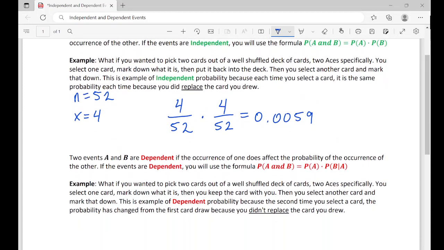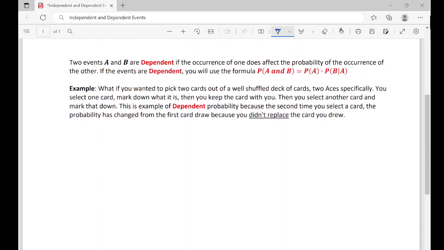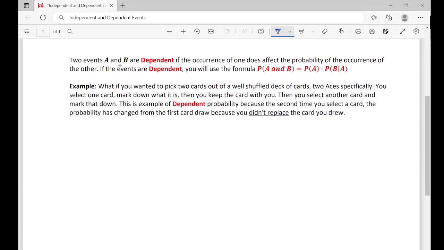Now, let's do dependent and see how it looks. Two events A and B are dependent if the occurrence of one does affect the probability of the occurrence of the other. If the events are dependent, you will use the formula P(A and B) is equal to probability of A times the probability of B given A. So this is where something does affect the other. So let's see it in action.